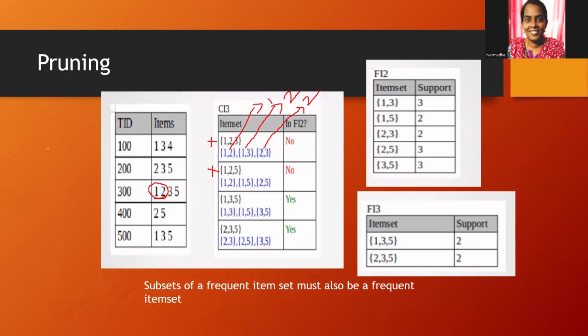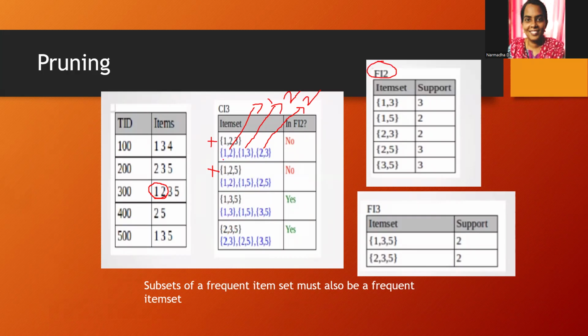So we are going to see the subsets. The subsets for 1, 2, 3 are 1, 2, 1, 3 and 2, 3. The subsets for 1, 2, 5 are 1, 2, 1, 5, 2, 5. The subsets for 1, 3, 5 are 1, 3, 1, 5, 3, 5. And the subsets for 2, 3, 5 are 2, 3, 2, 5 and 3, 5. Whether all its subsets are frequent, you will have to go back and refer to the frequent 2 item set table.